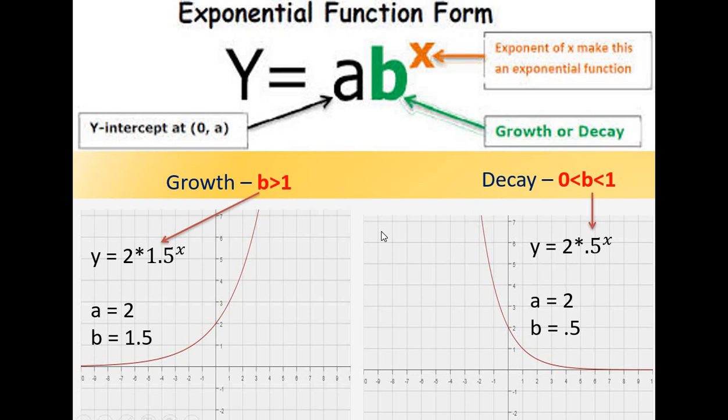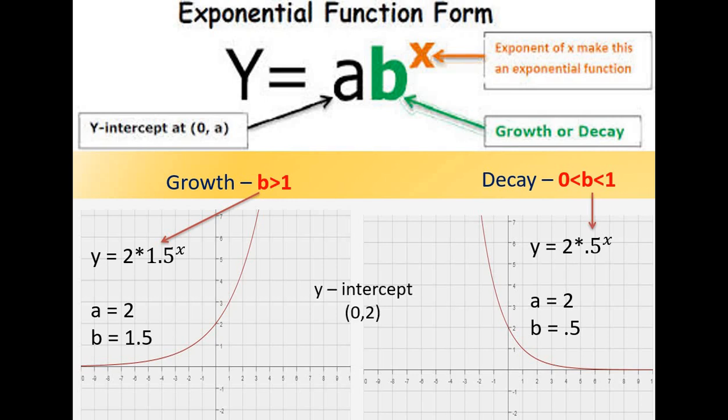Okay? So that's how you're going to determine whether it's growth or decay. You're going to look at that b value. If it's bigger than 1, it's growth. If it's between 0 and 1, it's going to be decay. You will not have negative numbers in that position. All right?